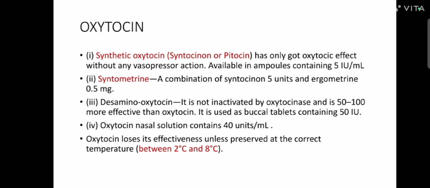And also desamino-oxytocin. It is not inactivated by oxytocinase and is 50 to 100 times more effective than oxytocin. It is used as a buccal tablet containing 50 international units. Some oxytocins are also used in the form of nasal solutions containing 40 units per ml. Oxytocin loses its effect unless it is preserved at the correct temperature, so it is always stored between 2 and 8 degrees centigrade.